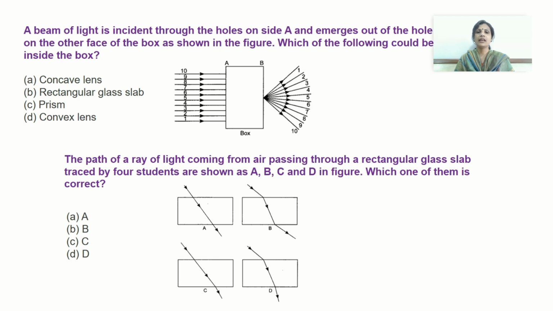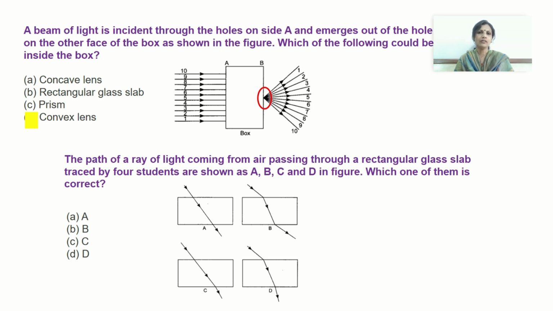Now you see there is one point on the other side of the box, and at that particular point all the rays of light, they are converging, and from that point then the rays of light are coming out. So inside there has to be a converging lens. And which is the converging lens? It is a convex lens, because it is converging the parallel beam of light at one place. So option D is the correct option.